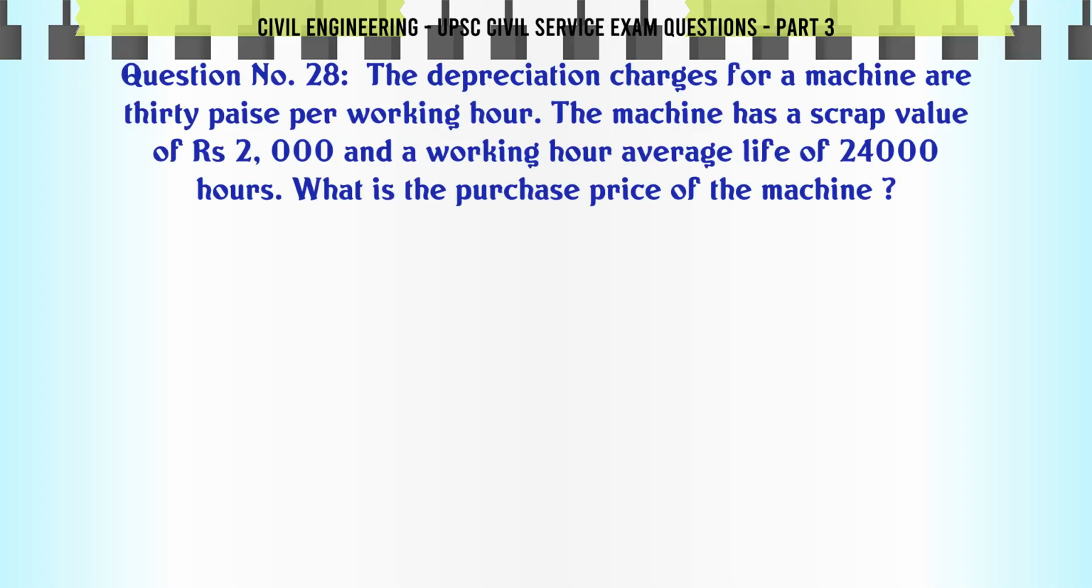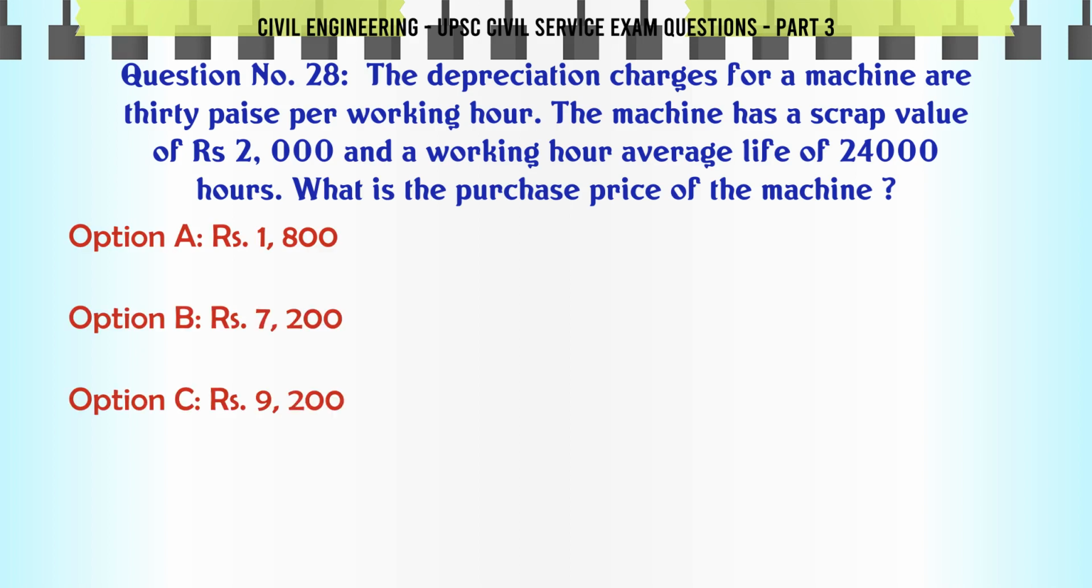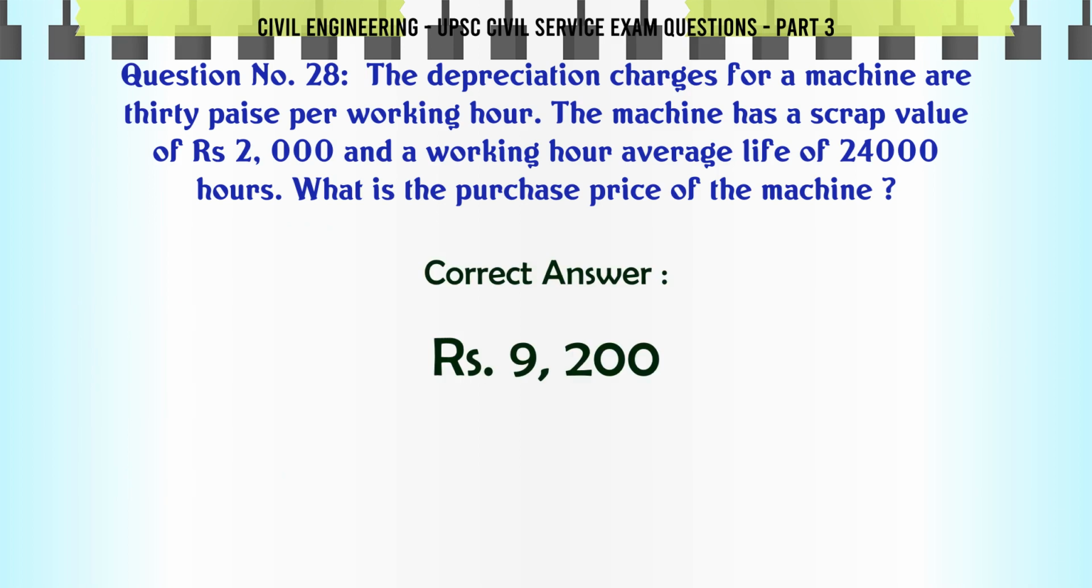The depreciation charges for a machine are 30 paise per working hour. The machine has a scrap value of Rs 2,000 and a working hour average life of 24,000 hours. What is the purchase price of the machine? A, Rs 1,800; B, Rs 7,200; C, Rs 9,200; D, Rs 14,275. The correct answer is Rs 9,200.